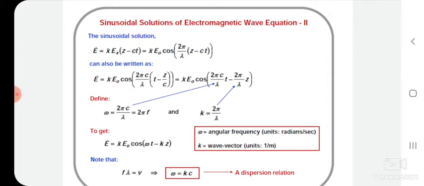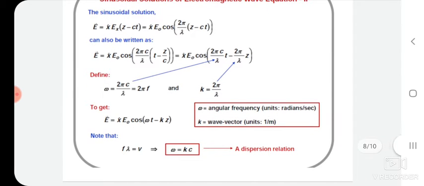Omega is nothing but angular frequency, having unit radian per second, and k is nothing but the wave vector, having unit 1 by meter. Now note that the product of frequency into wavelength is equal to the velocity of that wave v, and that can be used by using a dispersion relation, omega is equal to kc.